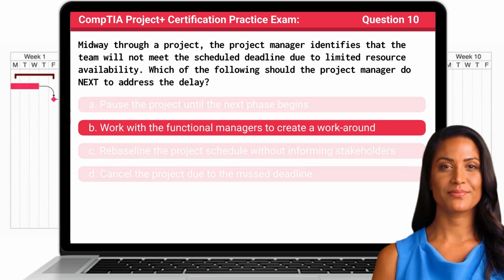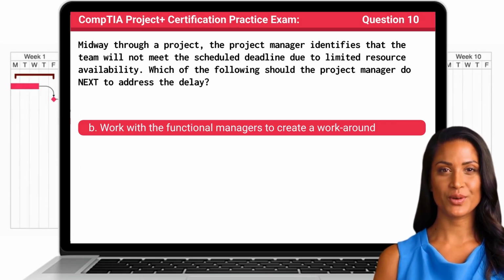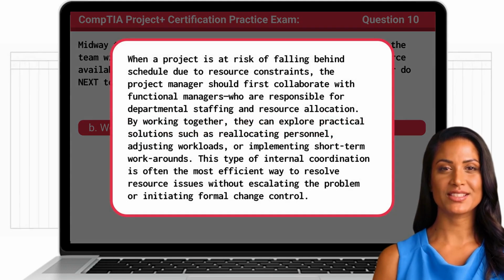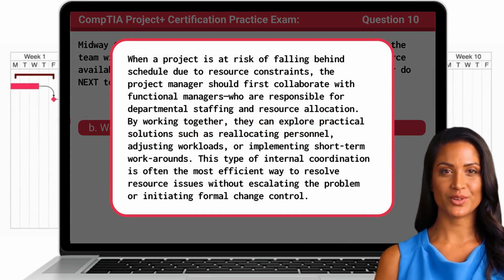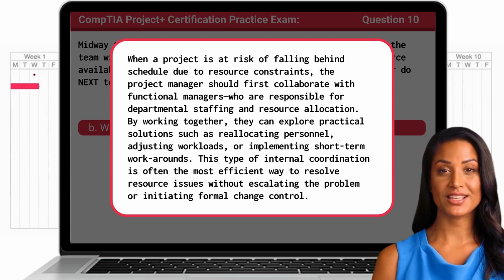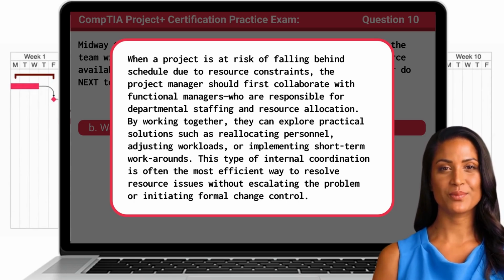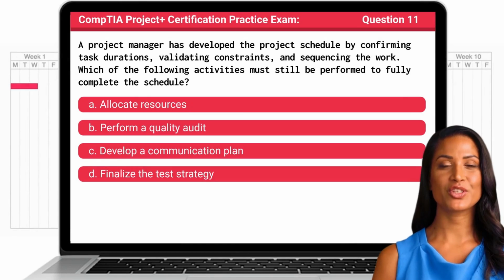The answer is B. Work with the functional managers to create a workaround. When a project is at risk of falling behind schedule due to resource constraints, the project manager should first collaborate with functional managers, who are responsible for departmental staffing and resource allocation. By working together, they can explore practical solutions such as reallocating personnel, adjusting workloads, or implementing short-term workarounds. This type of internal coordination is often the most efficient way to resolve resource issues without escalating the problem or initiating formal change control.